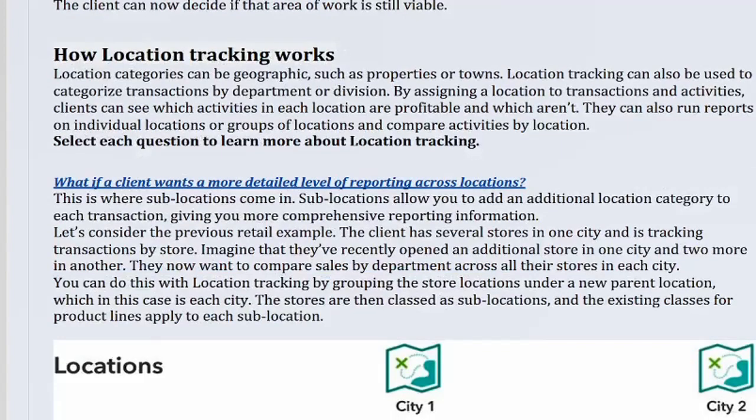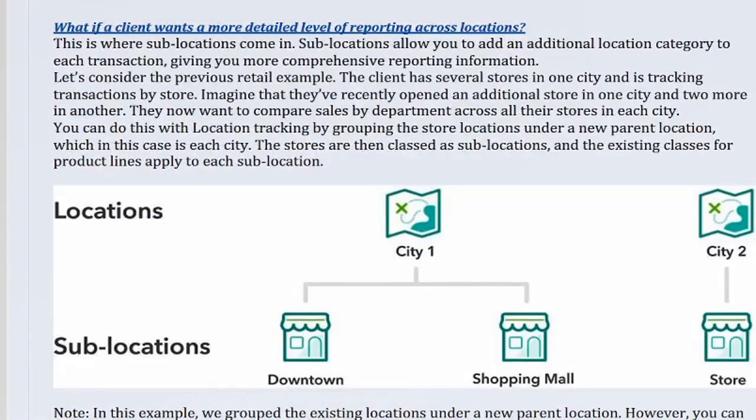How location tracking works. Location categories can be geographic, such as properties or towns. Location tracking can also be used to categorize transactions by department or division. By assigning a location to transactions and activities, clients can see which activities in each location are profitable and which aren't. They can also run reports on individual locations or groups of locations and compare activities by location. Select each question to learn more about location tracking.